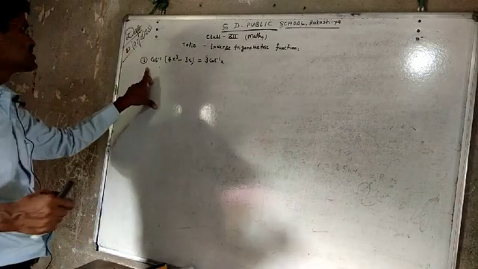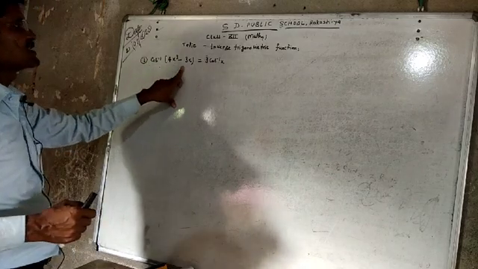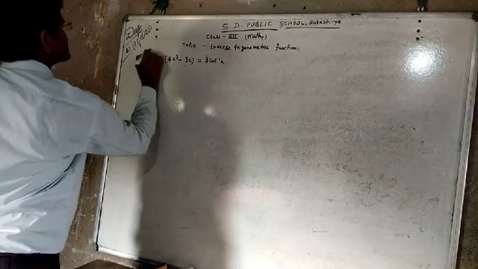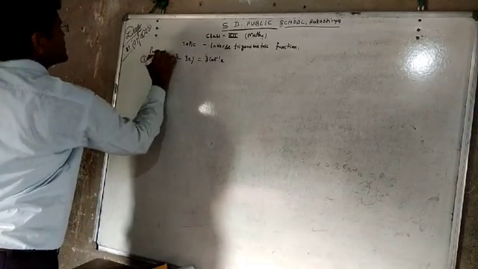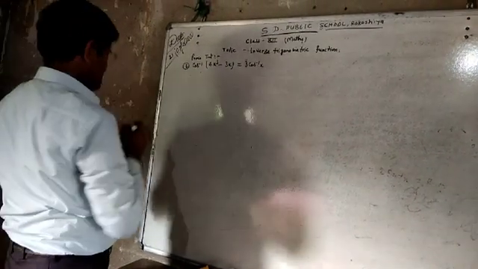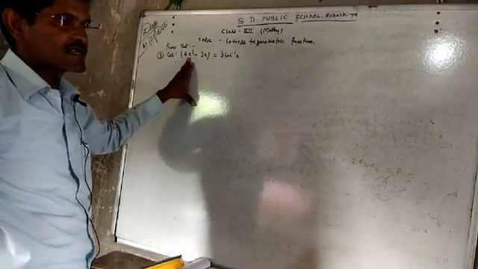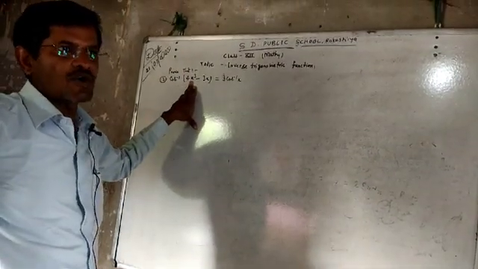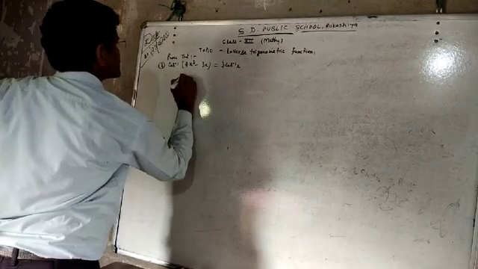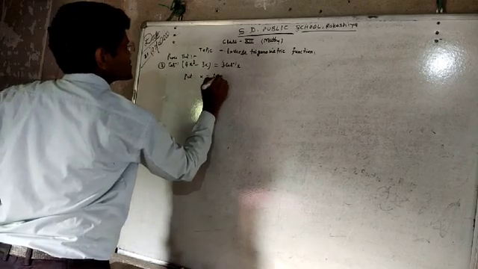The next problem, the third problem, is cos inverse (4x cube minus 3x) is equal to 3 cos inverse x, and we have to prove that. Now we can put x as cos theta, meaning in place of x we can put cos theta. Hence, put x equal to cos theta.